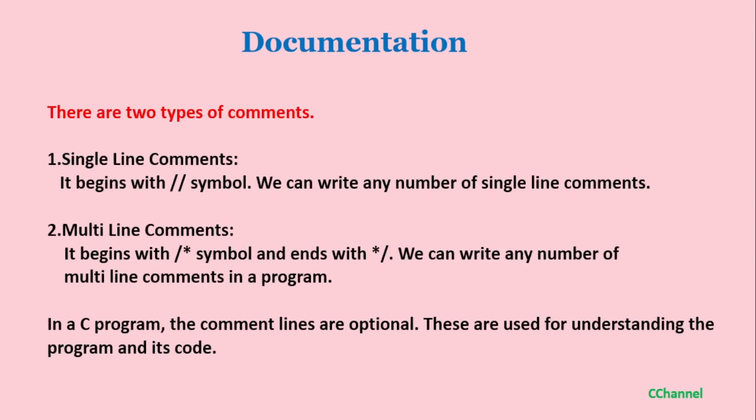There are two types of comments. Single line comments. It begins with 2 forward slashes. We can write any number of single line comments. Multi-line comments. It begins with forward slash asterisk and ends with asterisk forward slash. We can write any number of multi-line comments in a program. In a C program, the comment lines are optional. These are used for understanding the program and its code.